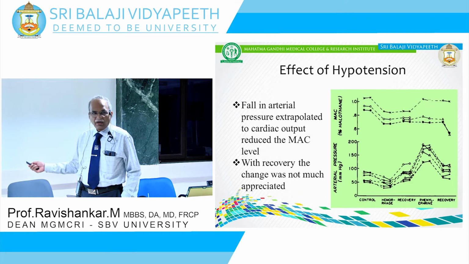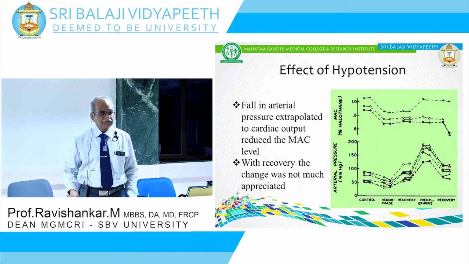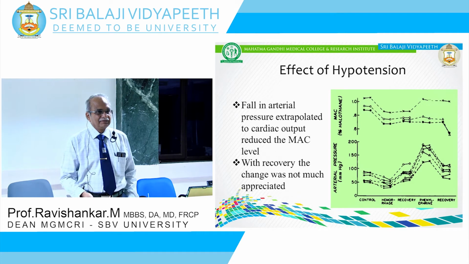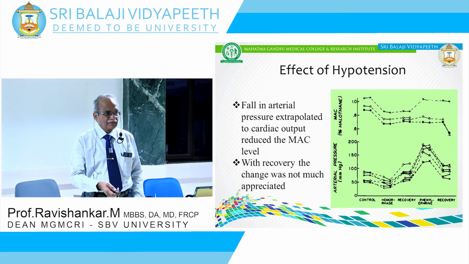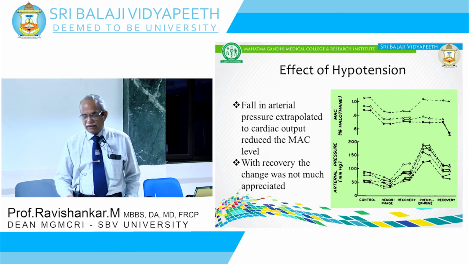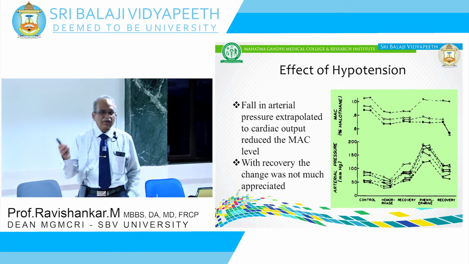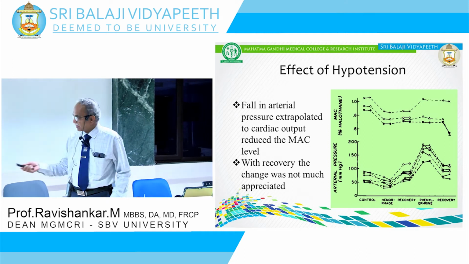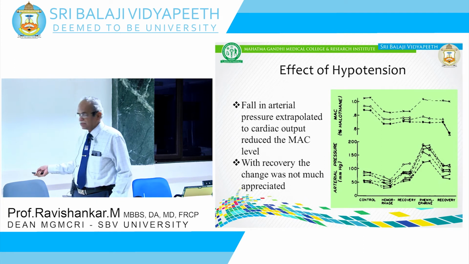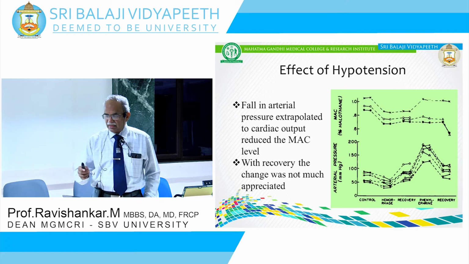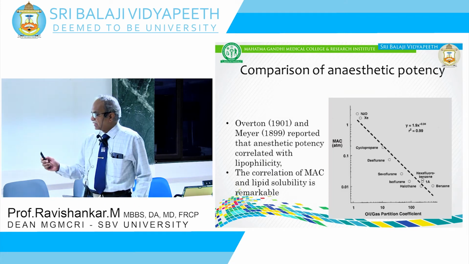Okay, so how do you compute a cardiac output? Yeah, stroke volume into heart rate. If you can measure the stroke volume and you know the heart rate, you can calculate the cardiac output. But here they extrapolated the blood pressure to the cardiac output and said it has changed, and it is not a valid interpretation of what they have found.